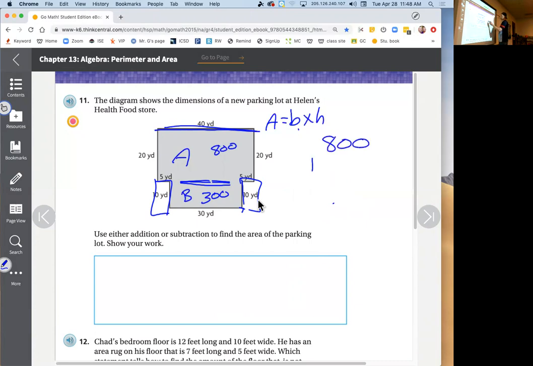800 plus 300 equals 1,100 feet, inches, meters, yards squared. Oh, yards squared. There we go. I was thinking about the S right here on the yards. Yards squared. Okay, that's it, you guys.